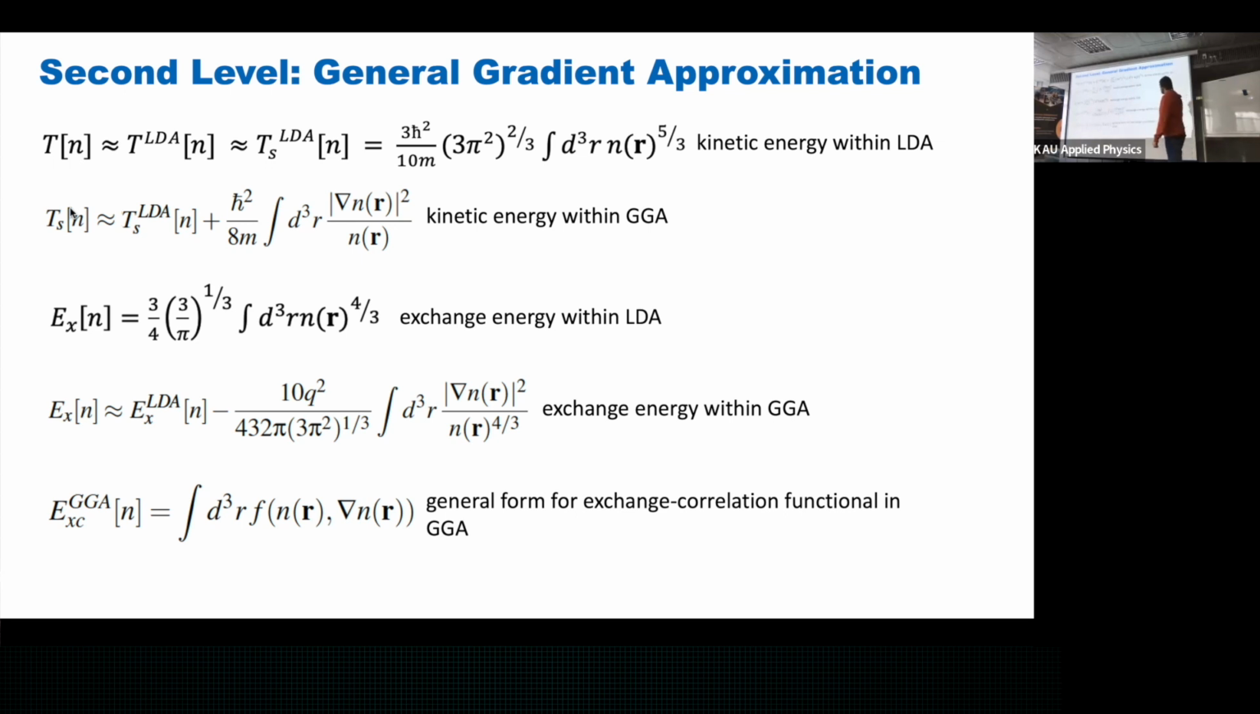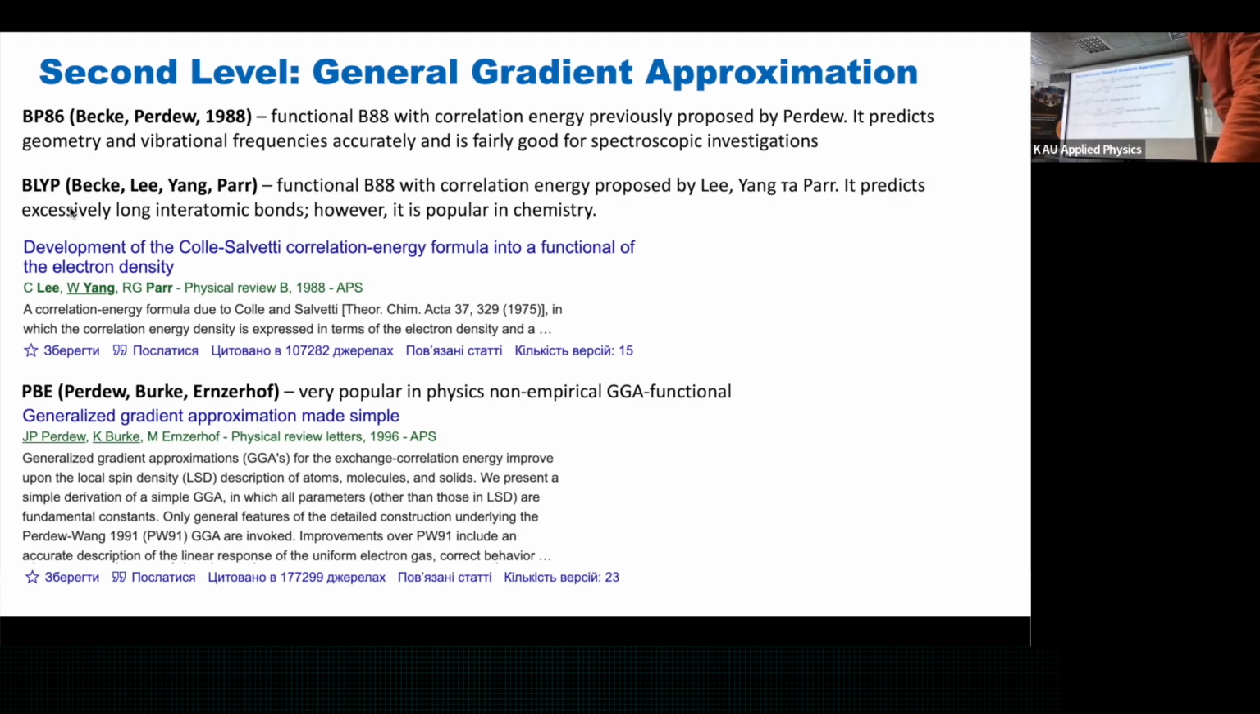And in general form, this exchange correlation potential depends on n and the gradient of n. So we have improved LDA. It's an improved LDA because we have added some gradient, and that's why our system is more realistic.